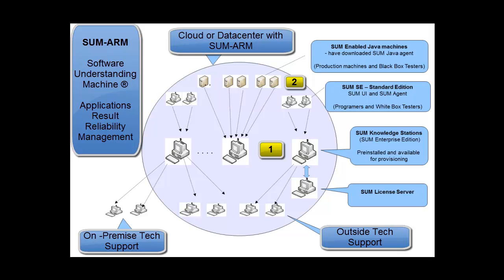ARM service. 2. SUM-enabled production machines. 3. White box testers and developer machines, sharing their analysis with others. 4. Developer machines and technical support machines subscribing to the SUM ARM service. The communication between SUM ARM components, both within and outside of the cloud platform, is secure.